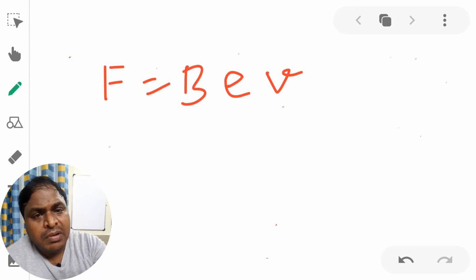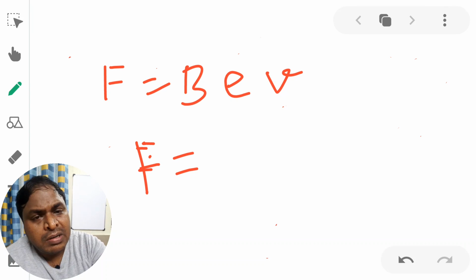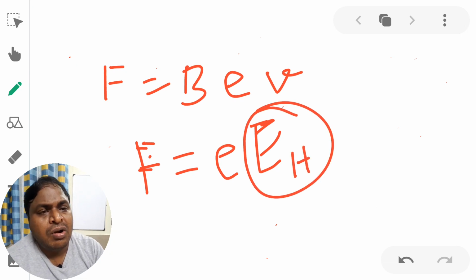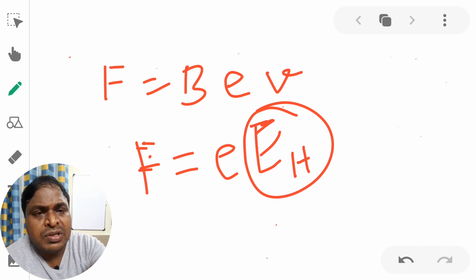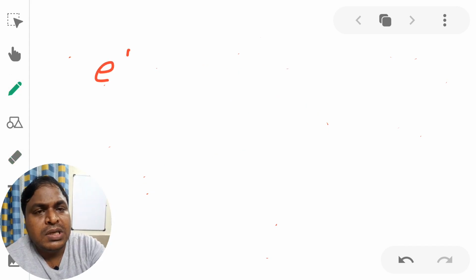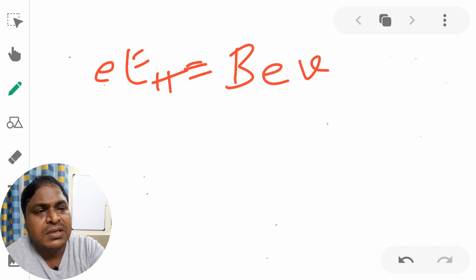Okay, so when electric field is set up, then the force experienced by an electron by an electric field is e into EH. Okay, so this is your Hall field. Okay, now at equilibrium, let's equate both these things. eEH is equal to BeV. So e and e will get cancelled. So EH is equal to B into V.